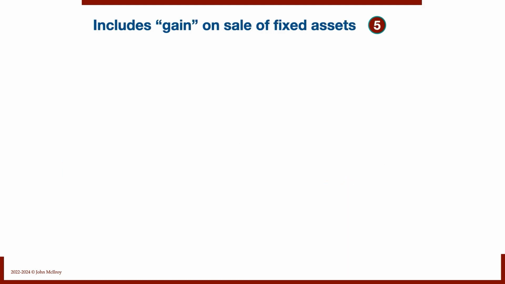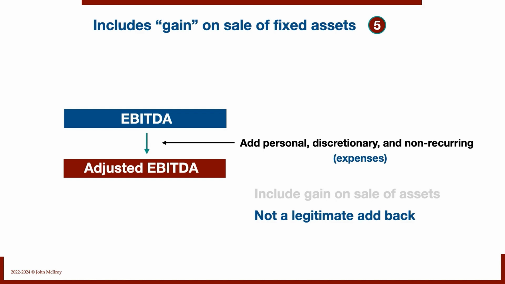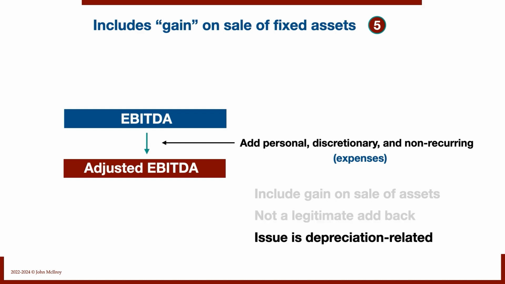Next, including gains on the sale of fixed assets. That's something you have to be aware of. Including a gain on the sale of assets is a mistake. It's not a legitimate add back. The issue is depreciation related. I don't want to get into all of the details here. But if you do notice that the operating income includes a gain on the sale of fixed assets, that's something that we should eliminate when we're making our adjustments.